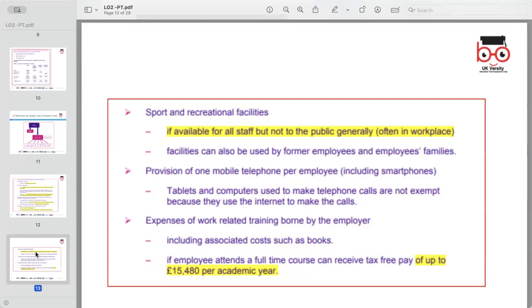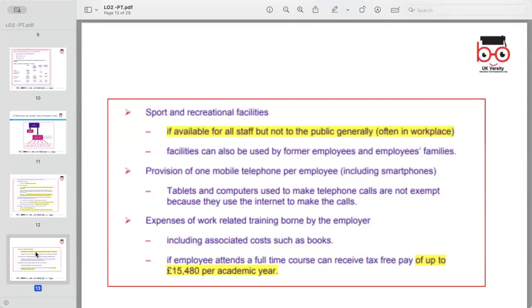It is important for us to note that these facilities can also be used by former employees and the families of current employees. Next, telephones: employers sometimes provide their employees with mobile phones, including smartphones. In this case, it is essential to remember that tablets and computers used for making phone calls using the internet are not exempt from tax.